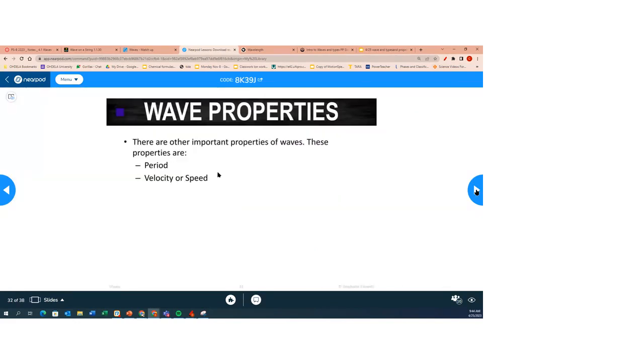All right, so there are important properties of the wave. They are period and velocity and speed. These are one of the things that we're going to be doing tomorrow. And I will give you a heads up on this.